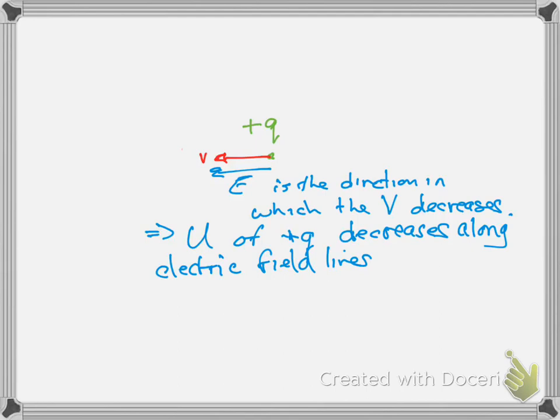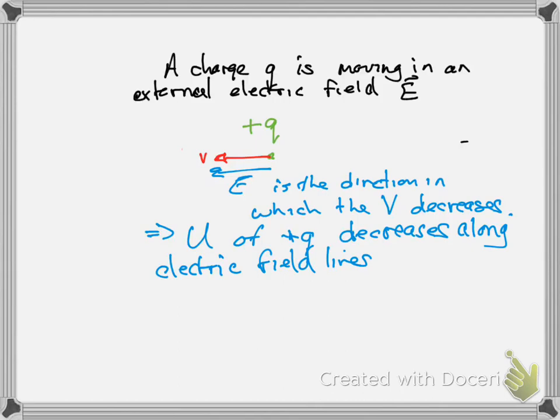I want to again be clear here that I am showing a charge plus Q moving in an electric field E. The electric field E is not the field of the charge. The charge plus Q is moving in an electric field E. Okay, I've written that down. So Q is moving in an electric field E, and it's going to move to where its potential energy decreases, and that must be the direction in which the potential decreases.